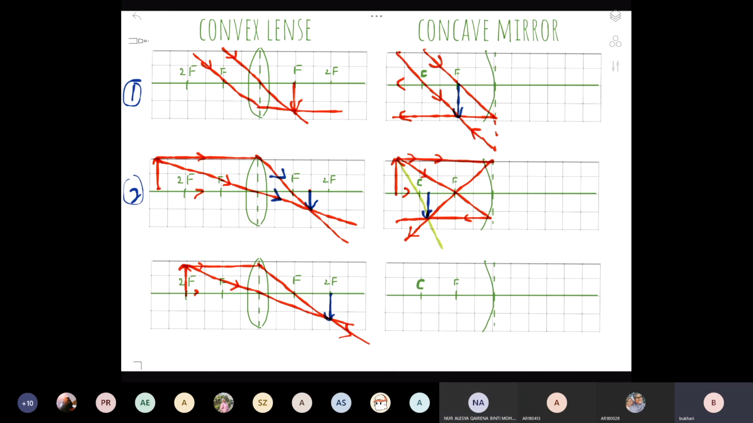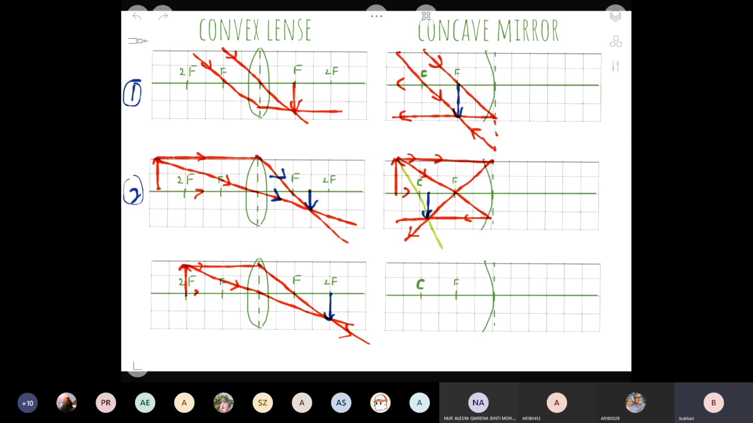And the characteristics? What are the characteristics? Inverted. What else? Smaller. Okay, actually it is not smaller. Actually the same size. Okay, maybe my drawing is not very accurate, but in the real situation, it should be the same size. And then the next one is real, right? Real, because you can see the intersection here. The intersection determines whether it is real or virtual. We're going to look at the virtual situation later.